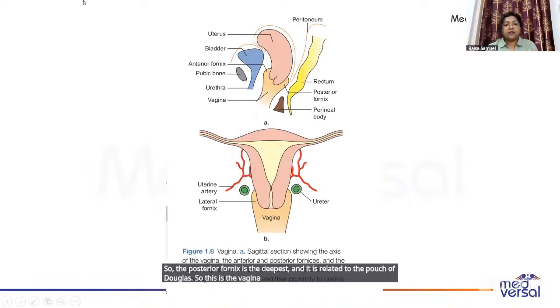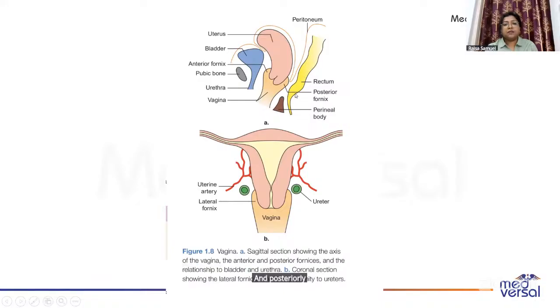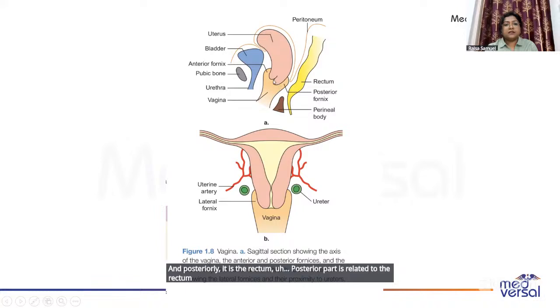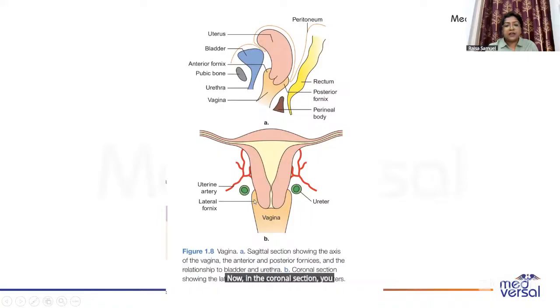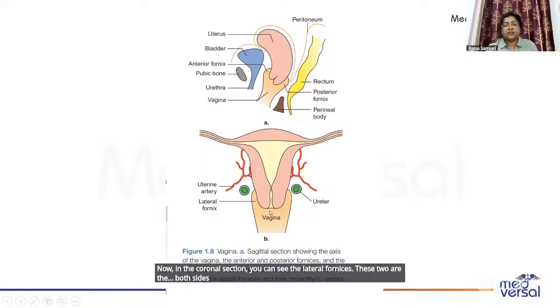So you can see the sagittal section where the vagina is related anteriorly to the urinary bladder and the urethra, and posteriorly to the rectum. And here is the anterior fornix and the posterior fornix. Now in the coronal section, you can see the lateral fornices. These two, on both sides, are the lateral fornices. This is the vagina.